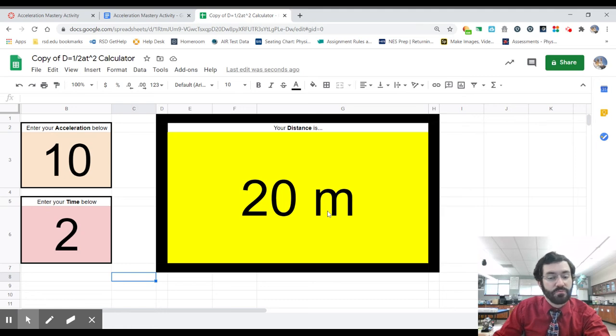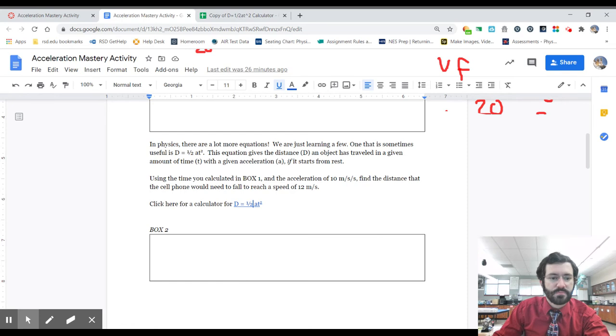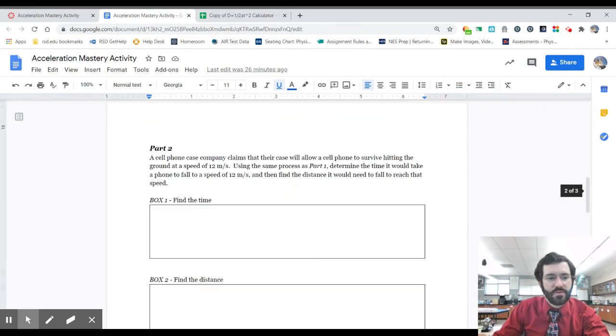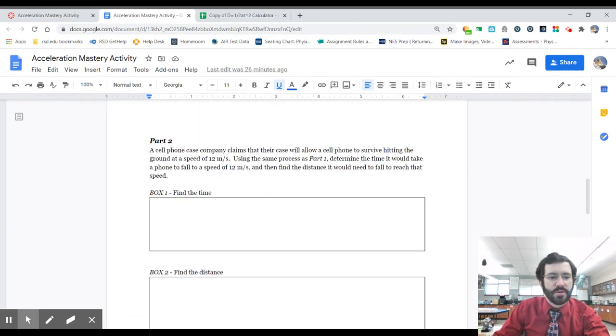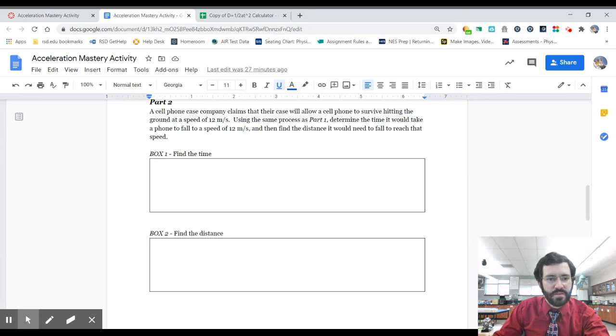So it would have to be dropped from a really great height to get it to a speed of 20 meters per second. It will not always be these two multiplied together, but when this is squared and then divided by 2, it ends up being a wash. So you have to be careful to type those in. Okay, so that's how you find those values. Then you'll get to part 2. In part 2, you'll do the same thing, but for a different speed. This time, the phone case company is claiming that it can protect your phone from that height.